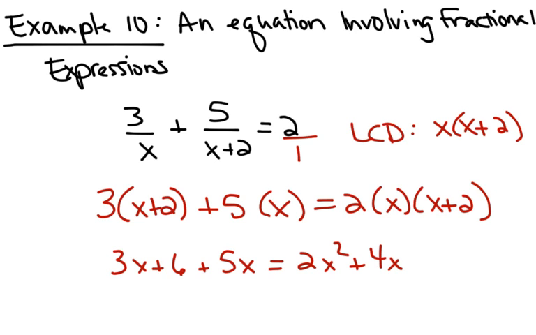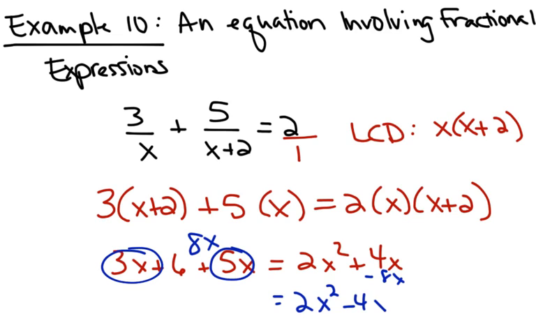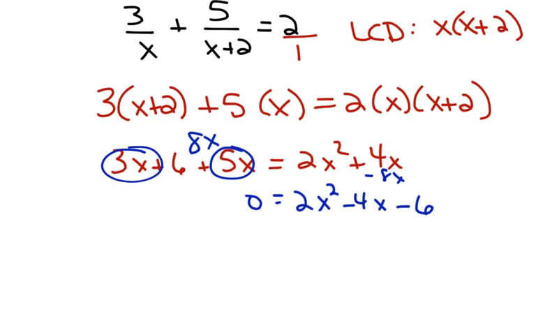It's going to be quadratic because there's a 2x squared. And since it's quadratic, I'm going to get the equation equal to 0. So in order to get it equal to 0, I can combine these to get 8x. And then I can subtract 8x over here, and I get negative 4x. And then I can subtract the 6 from the other side. So I end up with 0 is equal to 2x squared minus 4x minus 6.